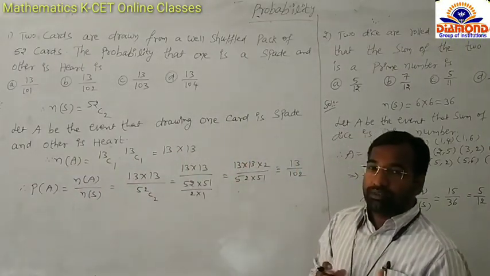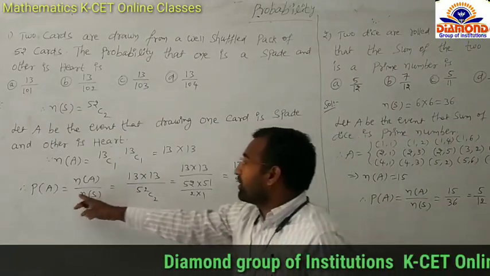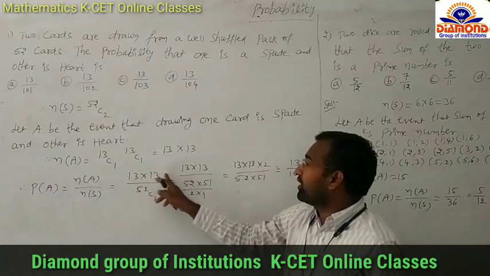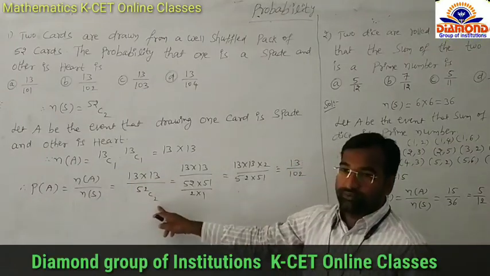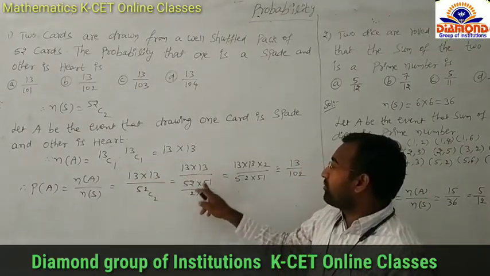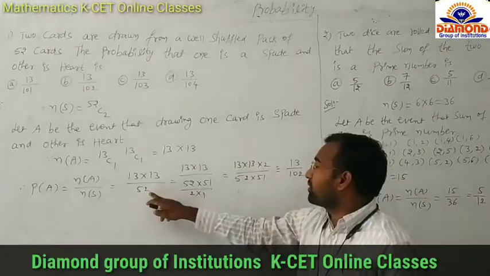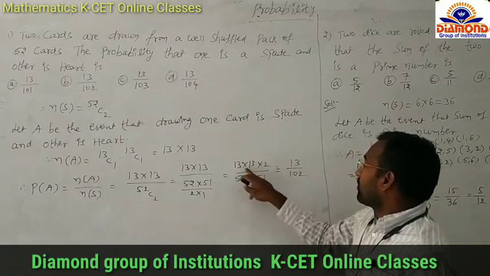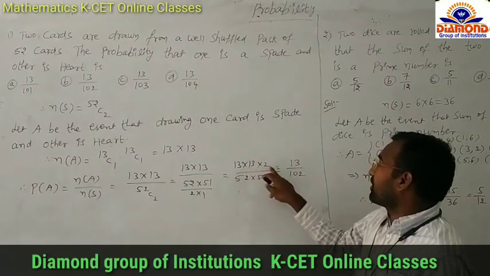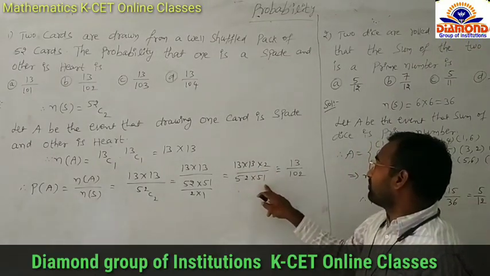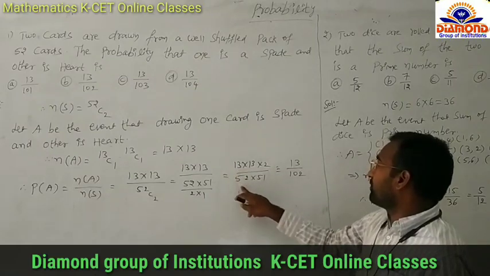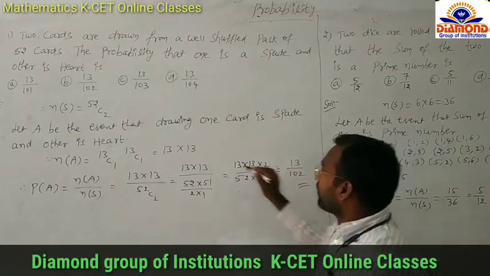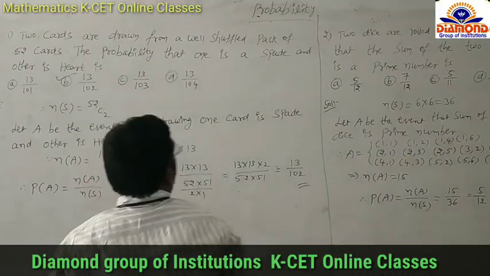Now the probability of the event A equals n of A by n of S, equal to 13 into 13 by 52C2. 52C2 means 52 into 51 by 2 into 1. So the calculation is 13 into 13 into 2 by 52 into 51. Cancelling, 13 into 4 and 2 into 2, the remaining is 13 by 102. So the option is B. Next problem.